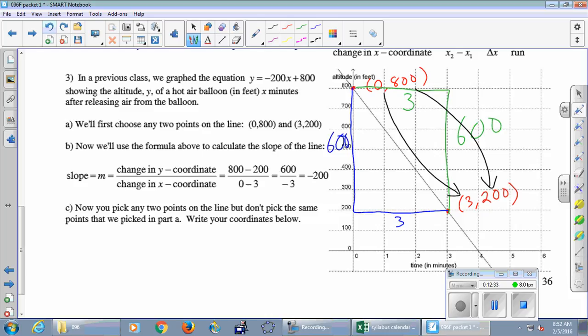And so that's what you see down here, 0 minus 3. Upstairs is the 600. Downstairs is the part that I kind of deceived you on. It should have been negative 3. And so when we simplify, we get negative 200. And that's what we call the slope of this line.